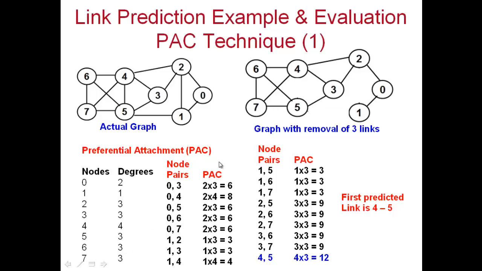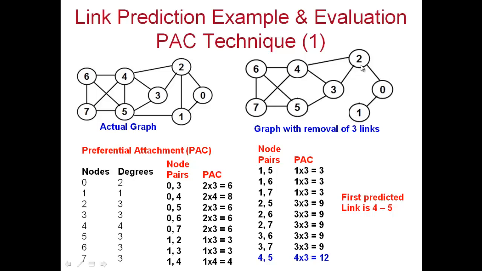Then, as I said, the PAC score is the product of the node degrees for the end vertices of the node pairs. So these are the node pairs that don't have a link between them in this modified graph. So for 0, you have a link with 1 and 2. So 0 doesn't have a link with 3, 0 4, 0 5, 0 6, 0 7. So these are the node pairs that don't have a link. Then 1 has a link with 0, of course, that's counted for 0, 1. So 1 doesn't have a link with 2, 1 3, 1 4, 1 5, 1 6, 1 7.